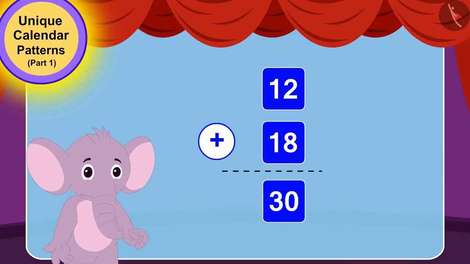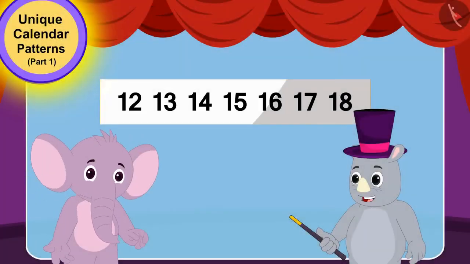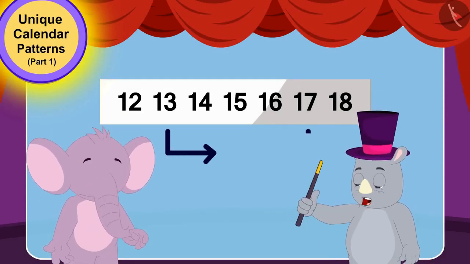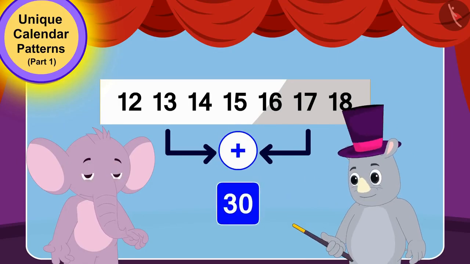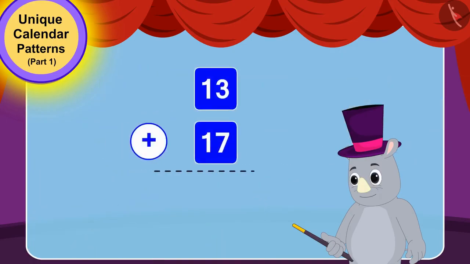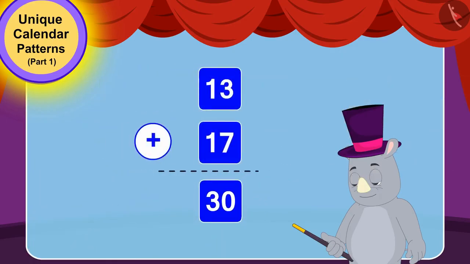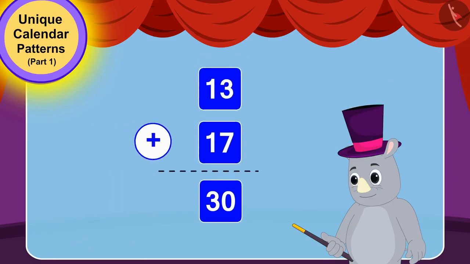Perfect! 30. Now Gaggu told Appu that even if he added the second and sixth numbers of that horizontal line, his addition would still be 30. Children, is this correct? Yes, Gaggu is right. If we add 17 to 13, we will still get 30.